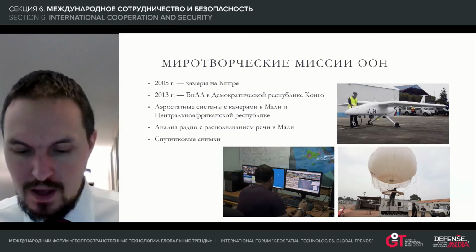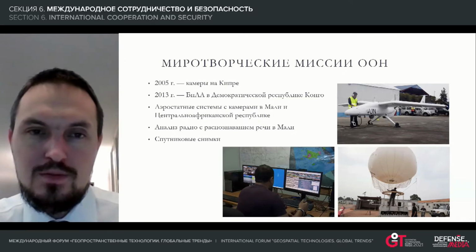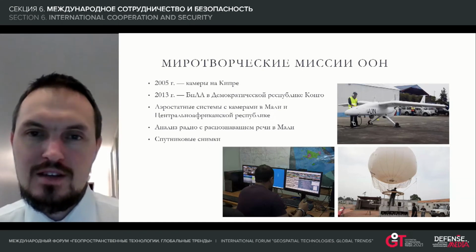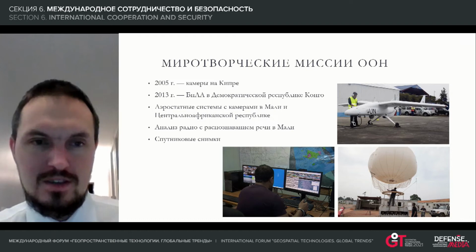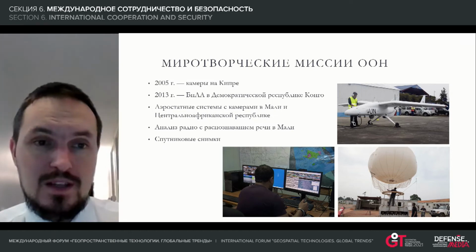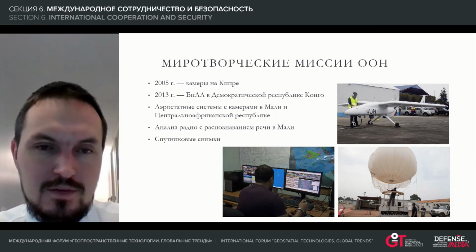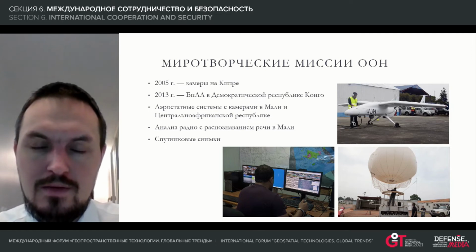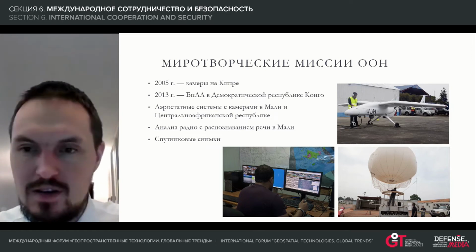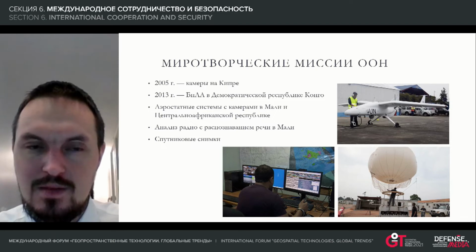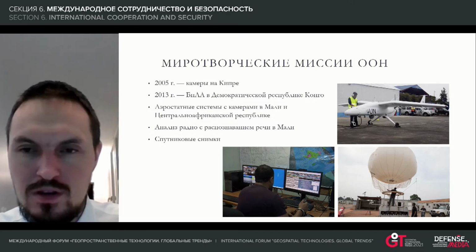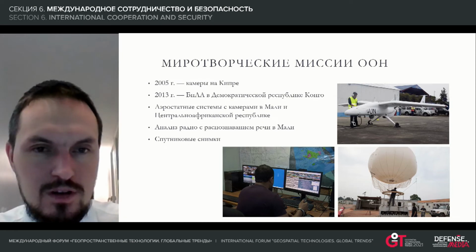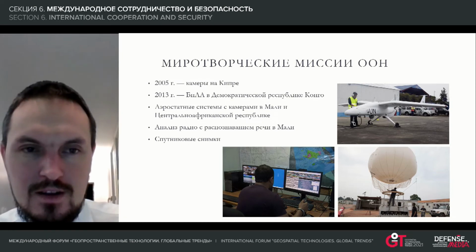Another organization is the UN, and UN uses absolutely different sensors in a large number of its missions. In 2005, cameras started to be used in Cyprus to regulate the Cyprus conflict. It was part of the mission to regulate the Cyprus conflict, which is one of the UN missions.